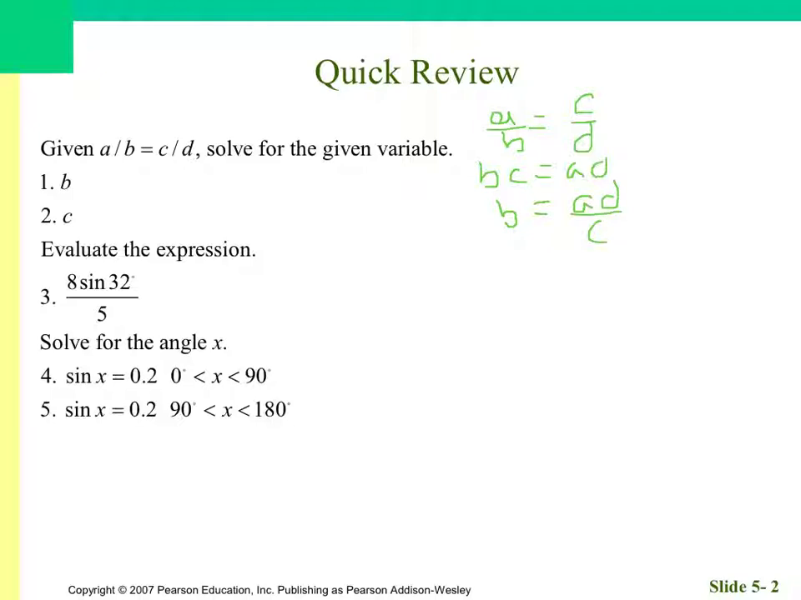Okay, so it says solve for x, where the sine of x equals 0.2. So this is what you need to do between 0 and 90 degrees. Inverse sine of 0.2. So if we do that, check your mode because I just got radians. I get 11.53.